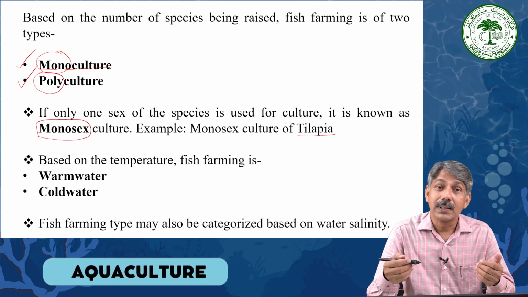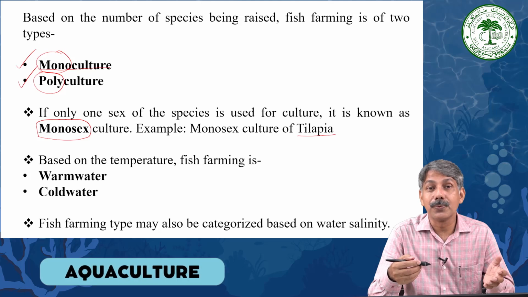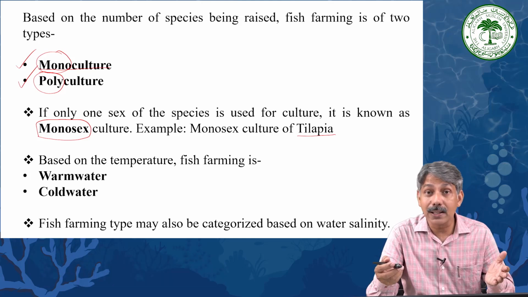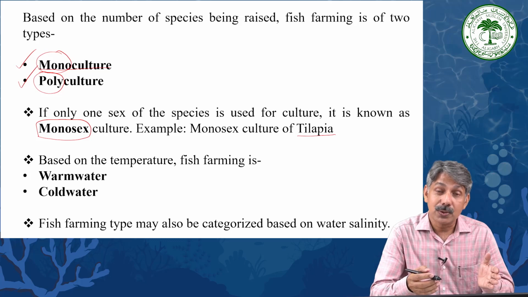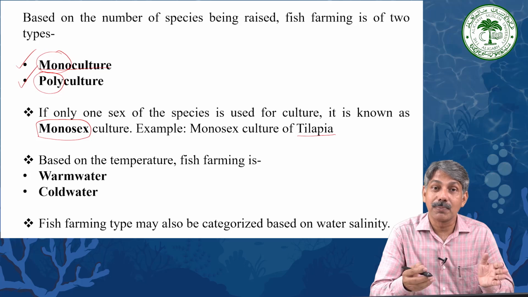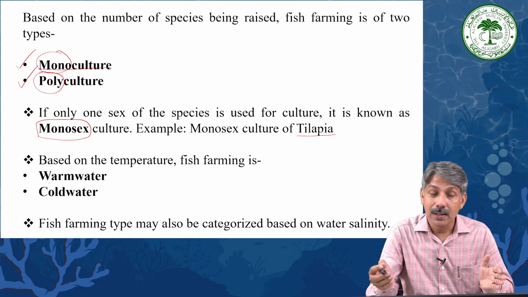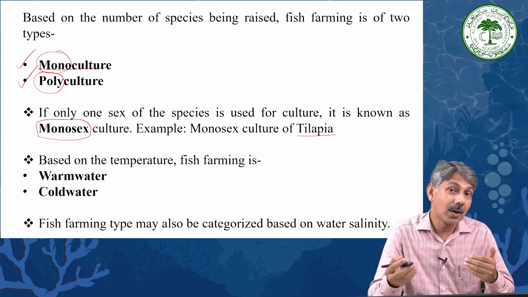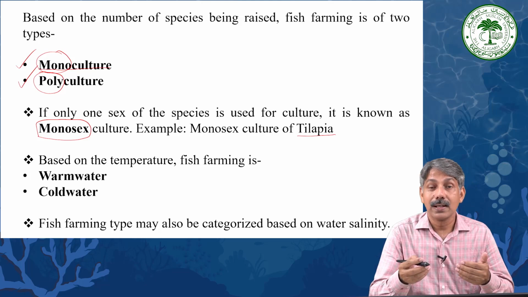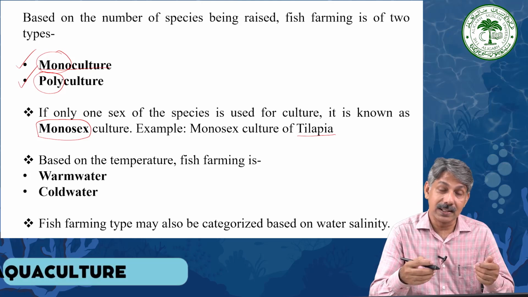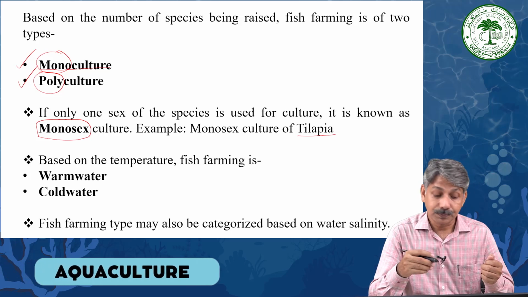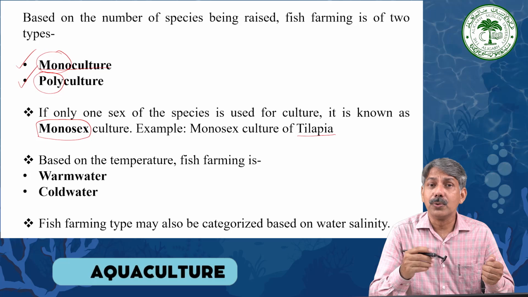So what will happen? There will be intense competition for food and space. When there is intense competition for food and space, there will be less growth. So ultimately, your aquaculture operation may not be economically viable. We may not get fish of the desired marketable size when we harvest the pond. So in order to avoid such conditions, we usually do monosex culture.